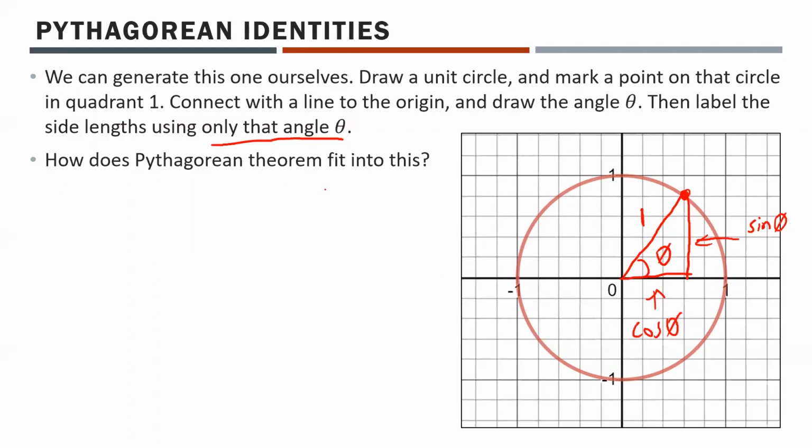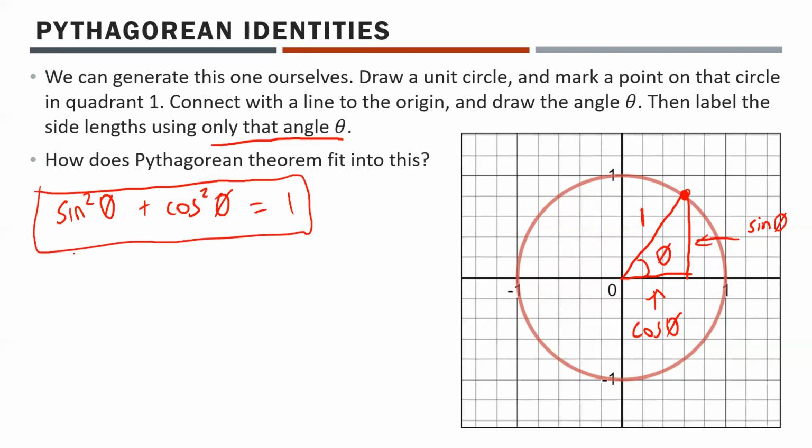Now, how does the Pythagorean theorem fit into this? Well, if you thought of your side lengths as being a squared plus b squared equals c squared, we could therefore say we have sine squared theta plus cosine squared theta equals your hypotenuse, which is 1 squared. But 1 squared is just 1, so I'll just ignore it altogether. Well, hey, wait a minute. We used this just a couple minutes ago. It was on our formula sheet. Well, that's why it's called a Pythagorean identity, right? Because we can establish it using Pythagoras' theorem.